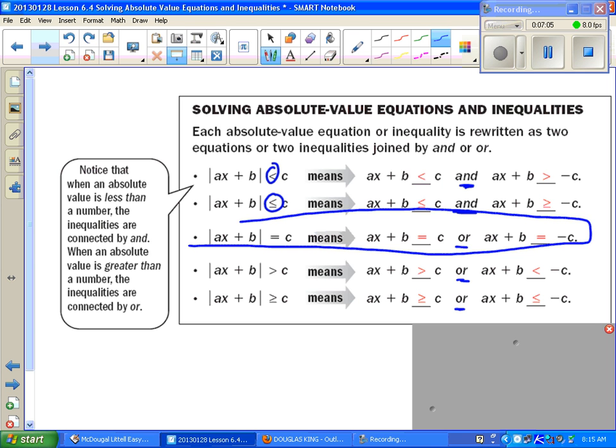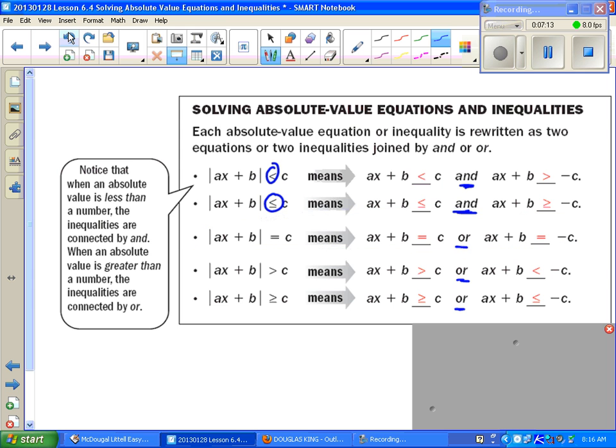But when you look at them, again, the equation, the one that says equals, is easy. You don't really change anything except making one of them positive and one of them negative. When you're looking at your inequality symbols, notice how they flip. When it says the absolute value of ax plus b is less than c, you write it as ax plus b is less than c, just like it is, and ax plus b, notice less than flips and becomes greater than, and positive c becomes negative c. So you flip both the symbol and the sign of what comes after the inequality symbol.